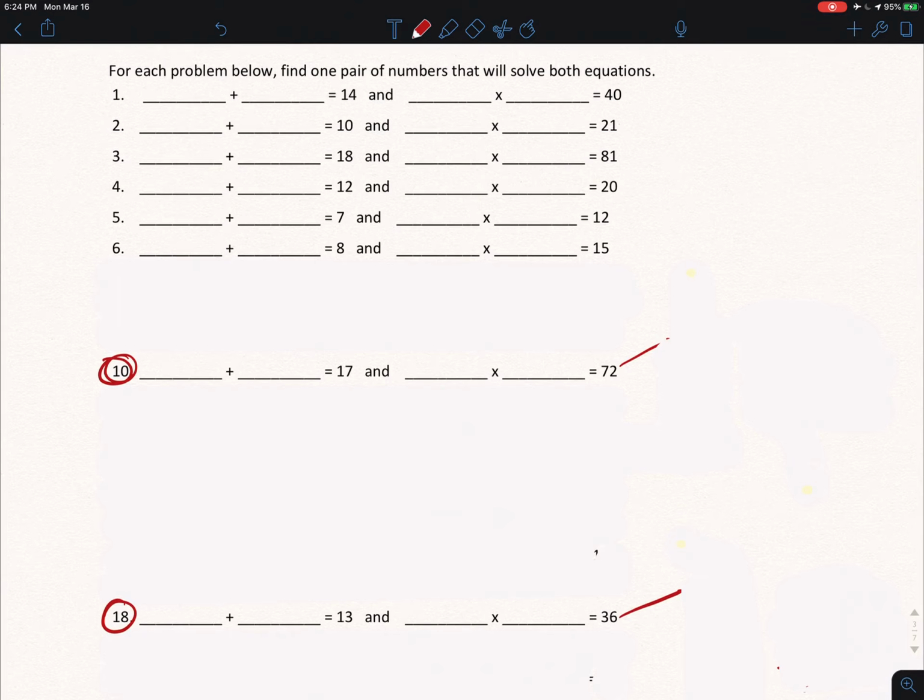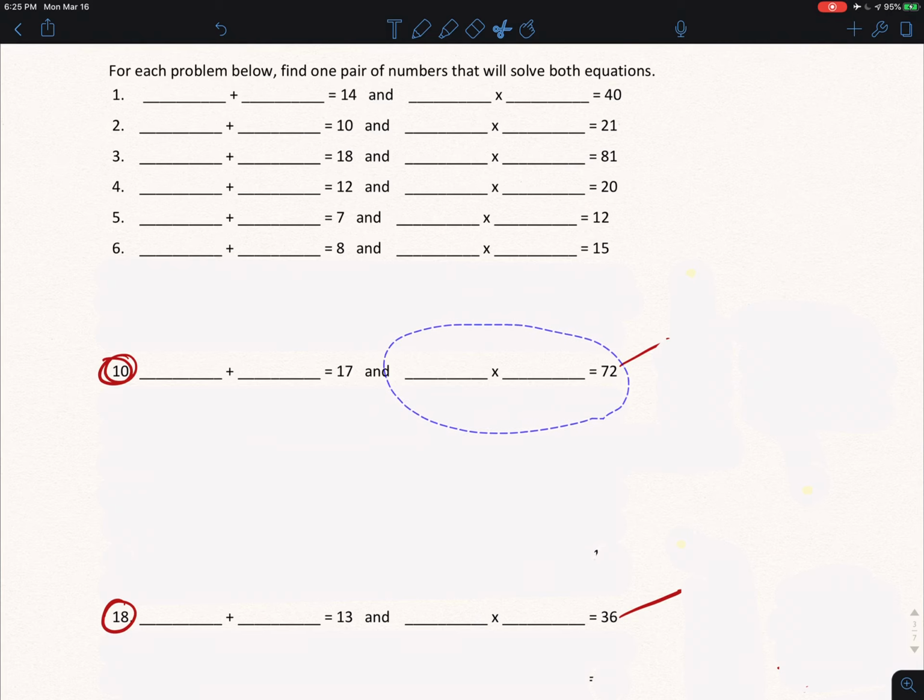For each problem below, find a pair of numbers that are going to solve both equations. In class, I told you always, always, always work with the product first. So we want to deal with the product first. And what you want to do is make a list of all of the factors that could be this number. Remember, factors are things that you multiply together. So, for instance, one pair that would multiply to give you 72 would be the number 1 times 72.